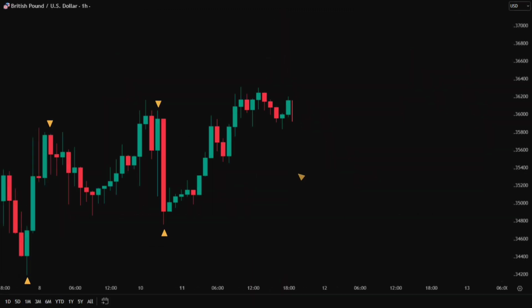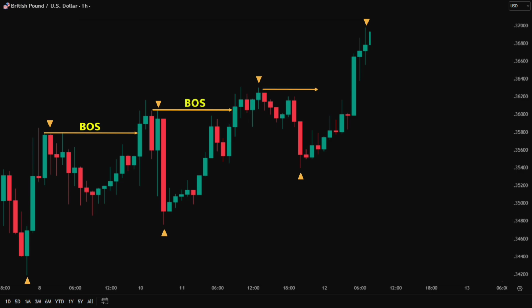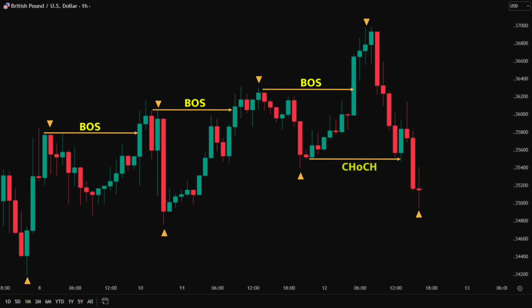On the pound-dollar 1-hour chart, price creates multiple breaks of structure to the upside. Then price breaks below a swing low for the first time. That is not another pullback. That is a change of character. From that point, the approach changes completely. We stop looking for long entries and start watching for the structure to confirm a shift to the downside.